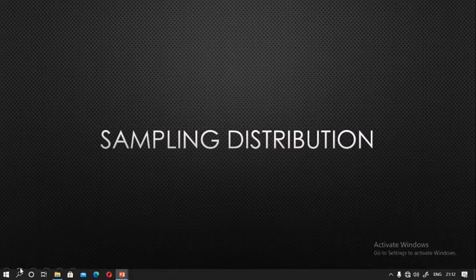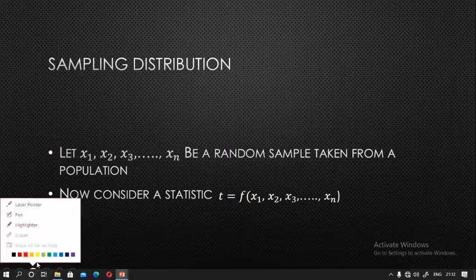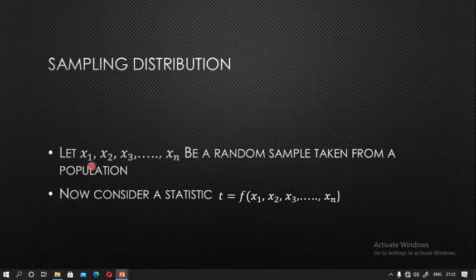Today we will be discussing the sampling distribution, and also the sampling distribution of means of samples chosen from a normal population. So let's first have a look at what a sampling distribution is all about. Now let us consider some random samples from a normal population, that is, let x1, x2, etc., xn be a random sample taken from a normal population. Now let's consider a statistic, which is a function of this random sample.